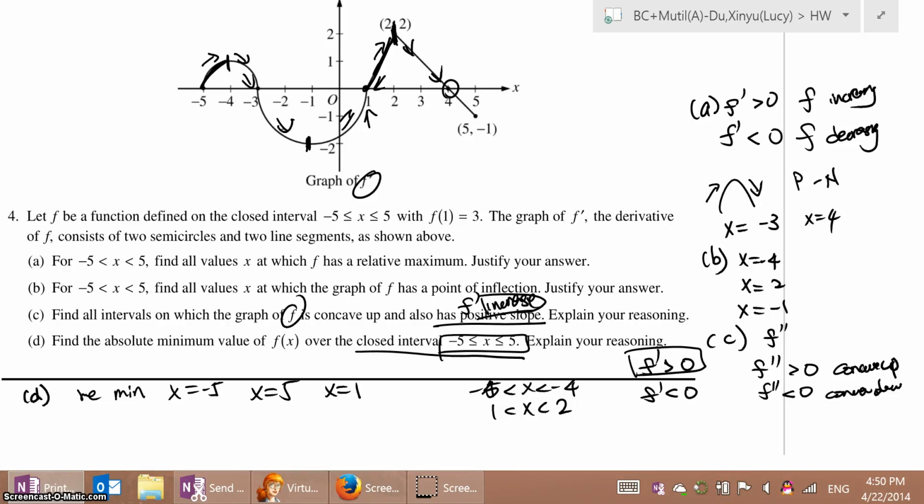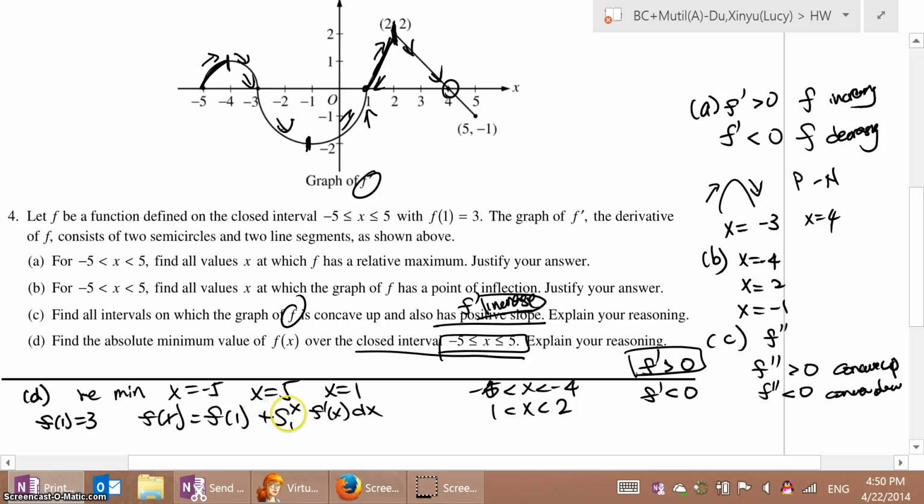So now we have to find which one is the absolute minimum, and we have to find the y value of each of these points, for which we have to use the fundamental theorem of calculus. We know that f(1) equals 3, and f(x) equals f(1) plus the integral from 1 to x of f prime of x dx. And then we just have to plug in the numbers.